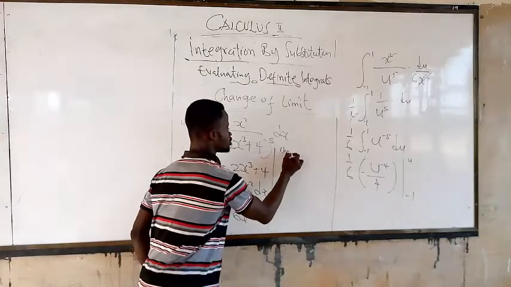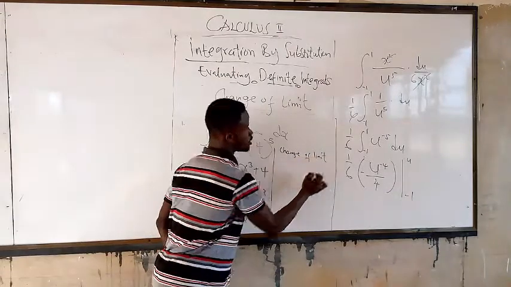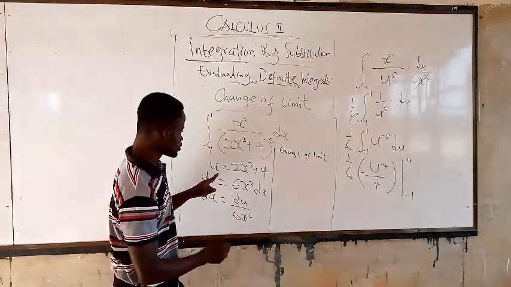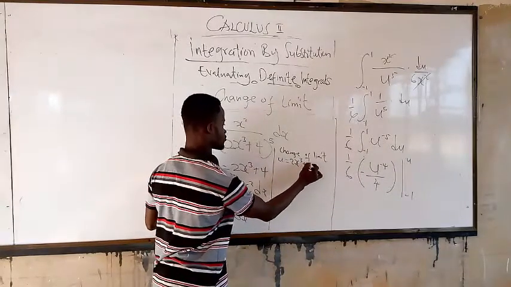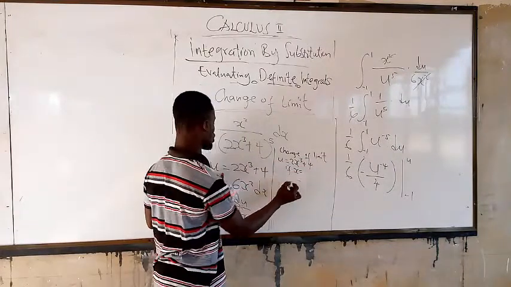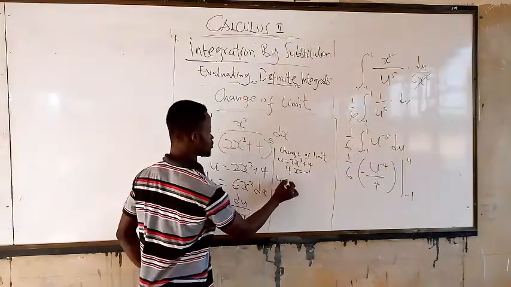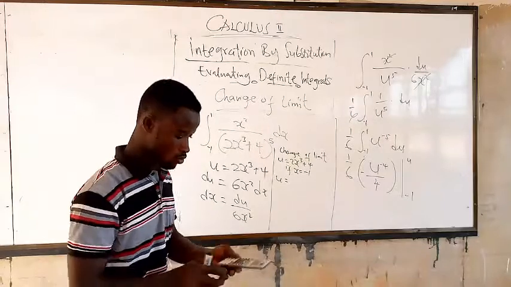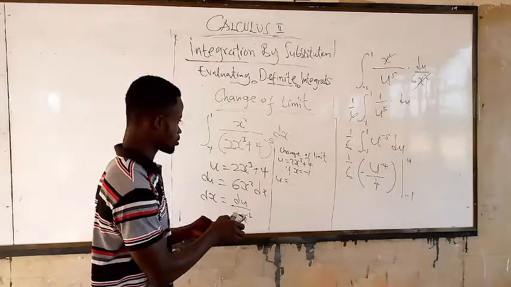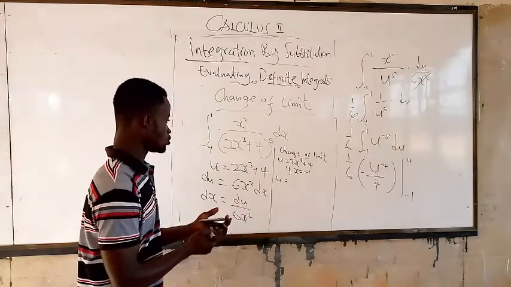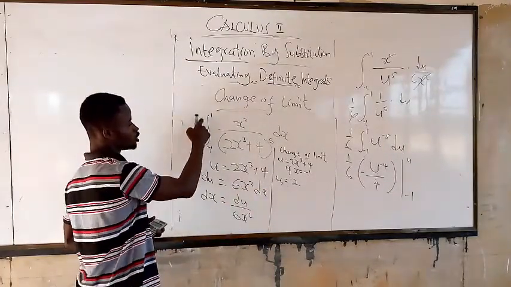Here you do the change of limits. Okay, so we said u is equal to 2s to the power 3 plus 4. So if s is equal to negative 1, then u will be what? When you do the substitution, negative 1 to the power 3 plus 4, you are going to get 2. So that is u1, because you are going to get u1 and u2.